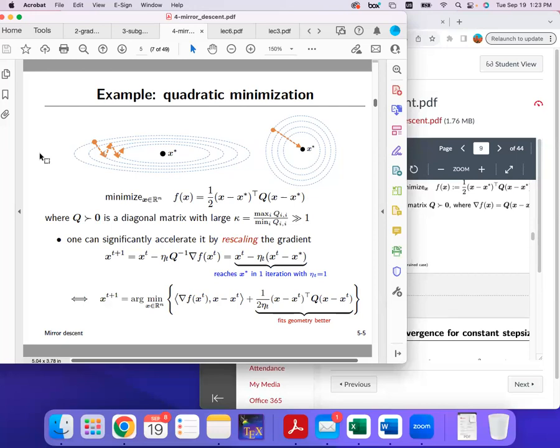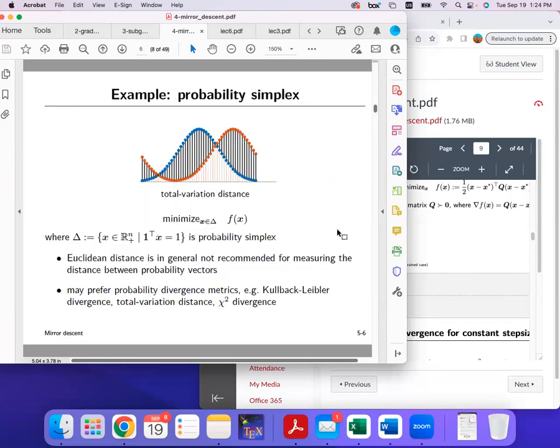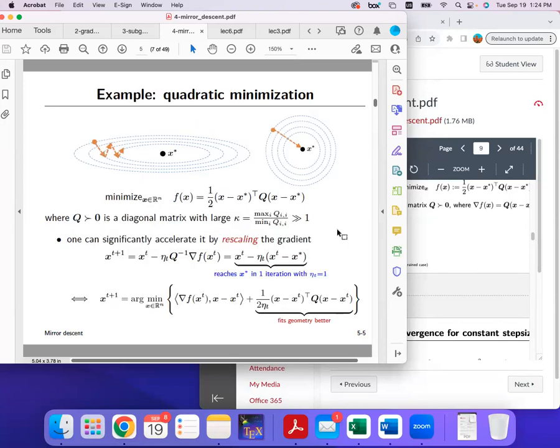So connecting these two, we can tell that sometimes if we choose the right distance metric, the resulting algorithm will be very efficient. Like in this problem, we will converge in one iteration. We will get rid of this large condition number issue. Because sometimes this condition number can be 10 to the power of 3 or even 4, depending on the problem. So this is one illustrative example.